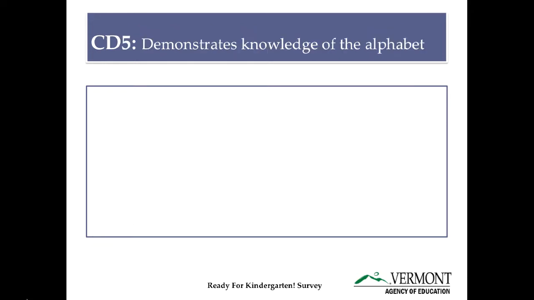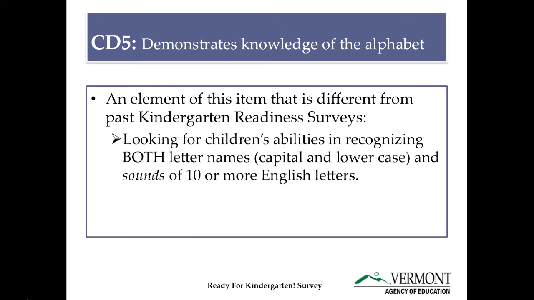Cognitive Development Item 5. A child demonstrates knowledge of the alphabet. Based on pilot feedback for this item, it has been changed from previous readiness surveys. Children who are scored as performing this item independently are able to recognize the names and sounds of 10 or more English letters of the alphabet, both capital and lowercase, without adult guidance.